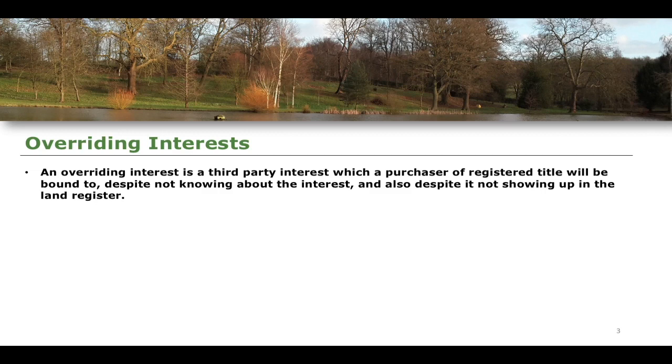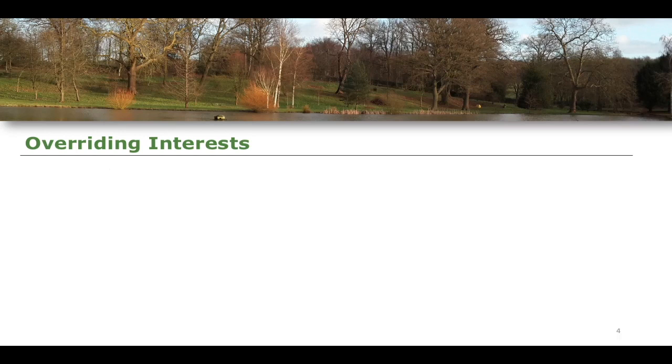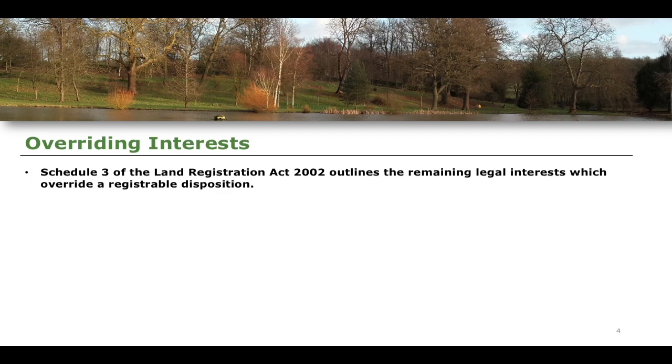Because not only are they often not known by the purchaser, but they also do not need to be registered on the land register. They can be overriding in that way. Given that they are interests which override the basic mirror principle, they are the highest form of protection that you can grant to a third-party interest in registered title. So these are outlined in Schedule 3 of the Land Registration Act of 2002, and it outlines the remaining legal interests which will override a registrable disposition, i.e.